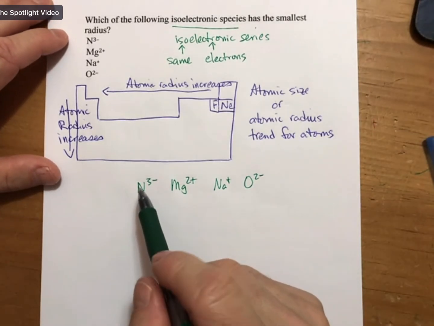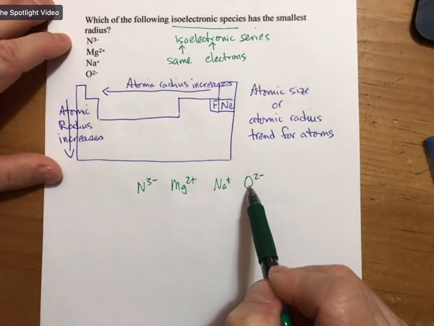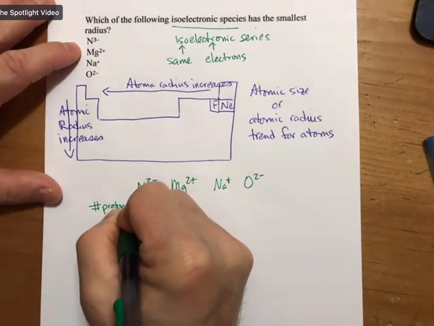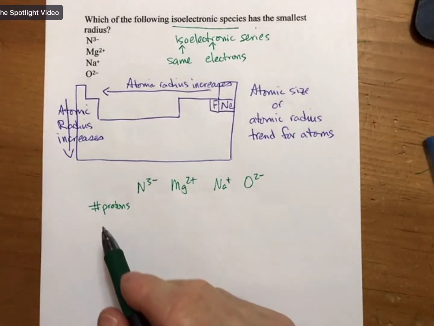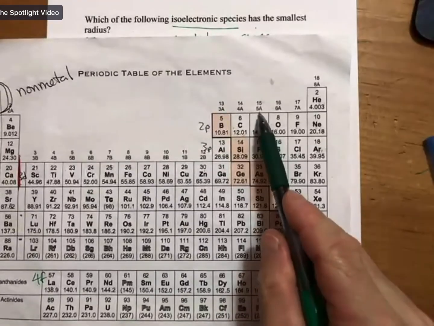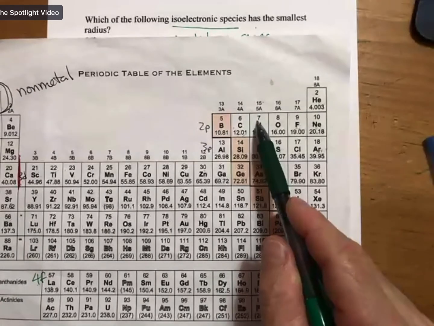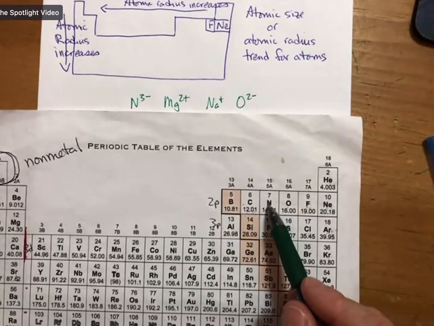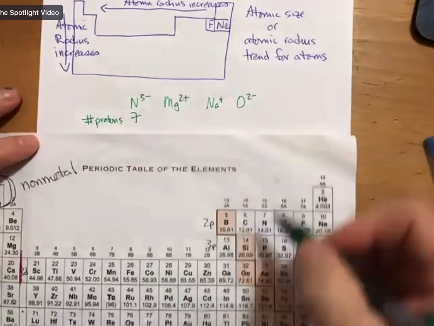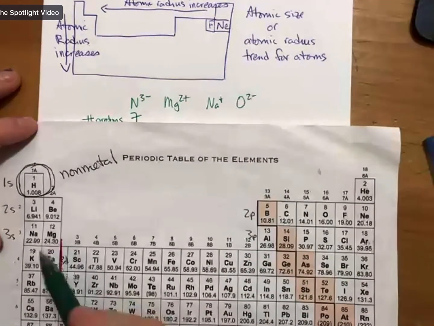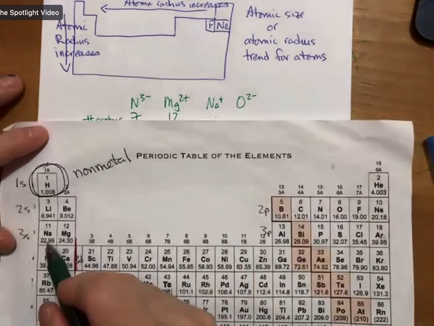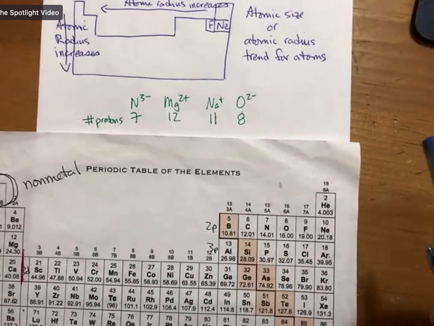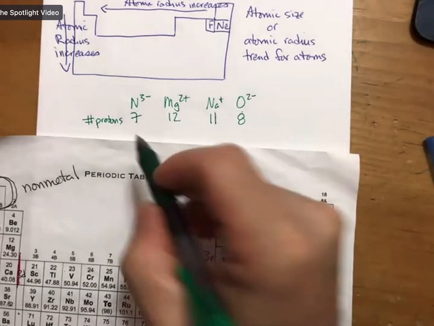What's different about this? These all have the same electrons, but let's look at the number of protons first. If you remember, we can look right at the periodic table, and the number above each element is the number of protons. Nitrogen has 7 protons. Magnesium, element 12, has 12 protons. Sodium has 11. And oxygen has 8. So clearly the number of protons is different.